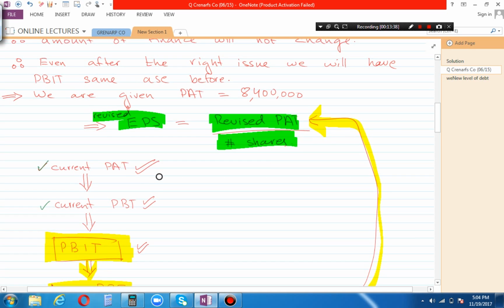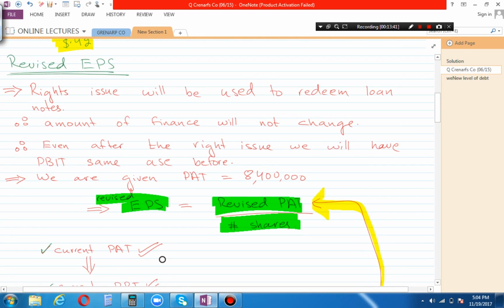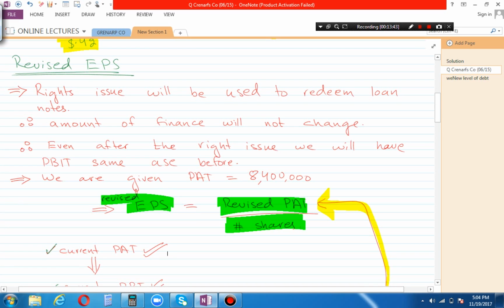I have explained the same thing over here also, if you can read that with me carefully. Rights issue will be used to redeem loan notes. Therefore the amount of finance is not changed. Even after the rights issue, we will have PBIT same as before. PBIT is not going to change.